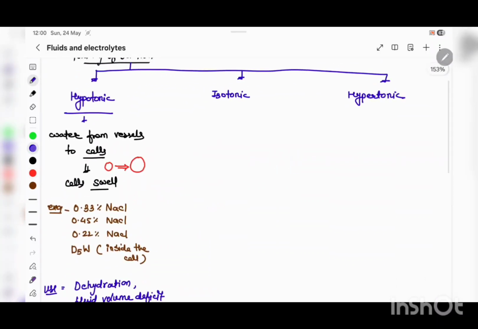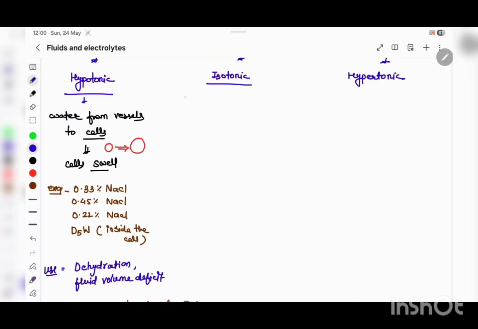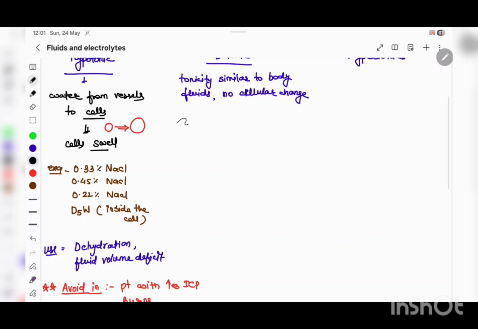Next we will read isotonic solution. Isotonic means equal. So the tonicity of the solution will be equal to the tonicity of body cells, we can say. So there is no difference, no cell size change will be there, or we can say no cellular change. So next, what are the examples of normal isotonic solutions?